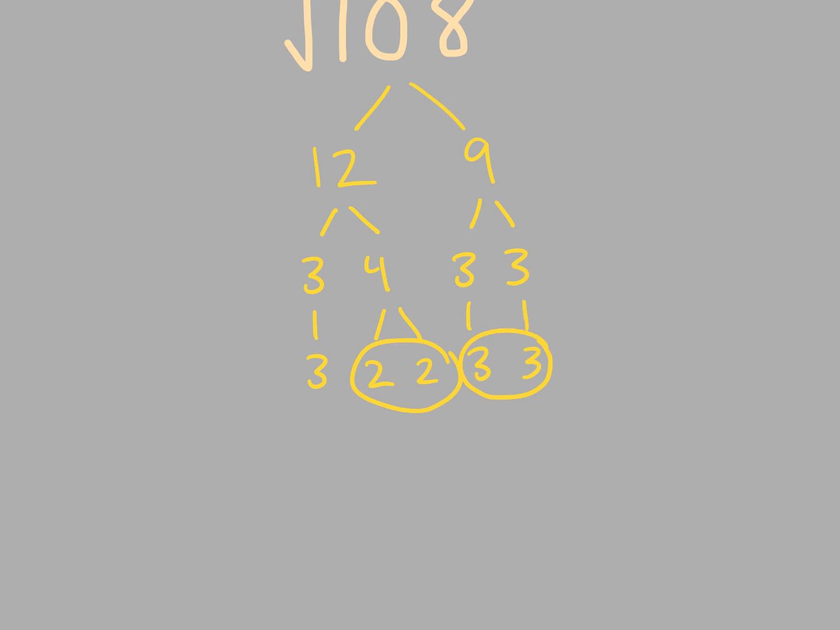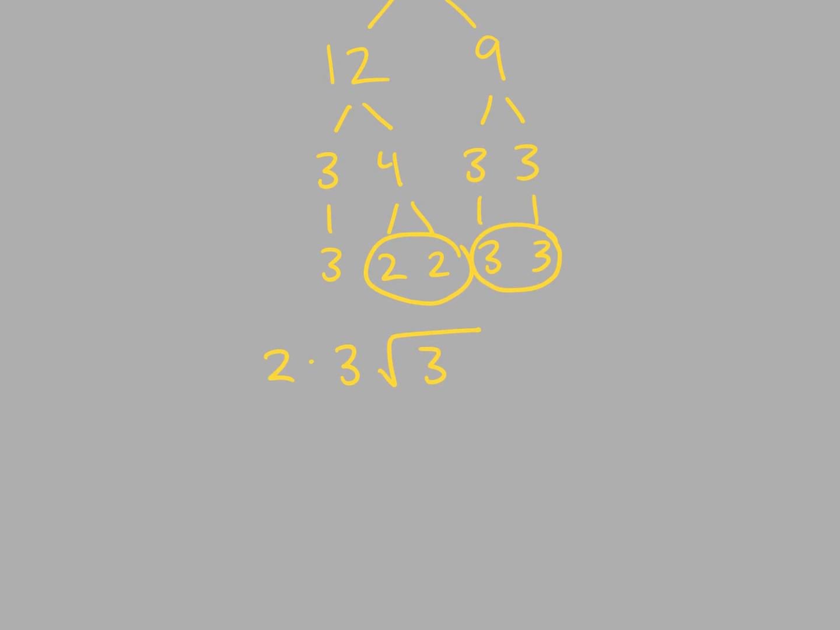What comes to the outside? A 2 and a 3. What stays on the inside? 3. What do I do with the 2 and the 3 on the outside? Multiply. So since we have 2 numbers that came out, we have to multiply them together. So it'll be 6 square root 3.